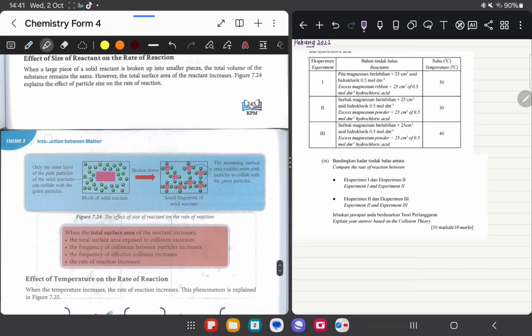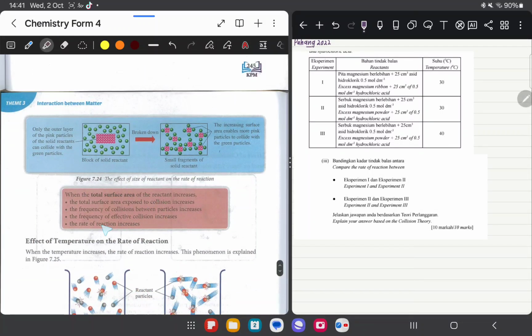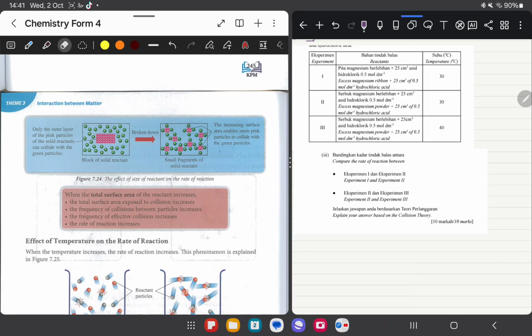We are going to use the total surface area to answer these questions. You should remember your first point is about the total surface area. Second, you should talk about the frequency of collision. Third, you talk about the frequency of effective collision. Then only you should talk about the rate of reaction. That should be all of your answer. Understand? This is how you should answer. You should memorize the points, but it's not just about memorizing, it is about whether you remember it or not. Okay, so now without any further ado, we get started.